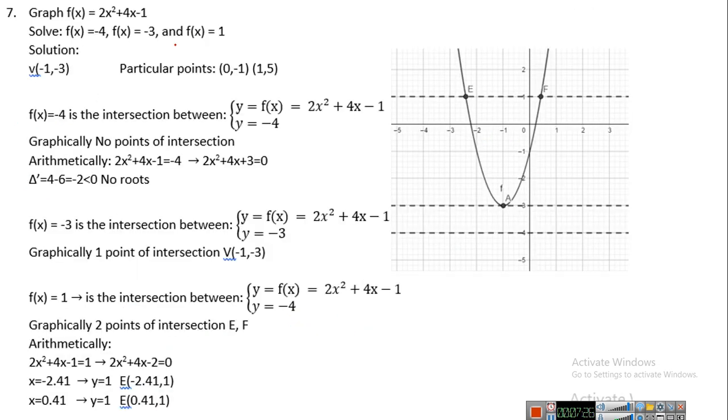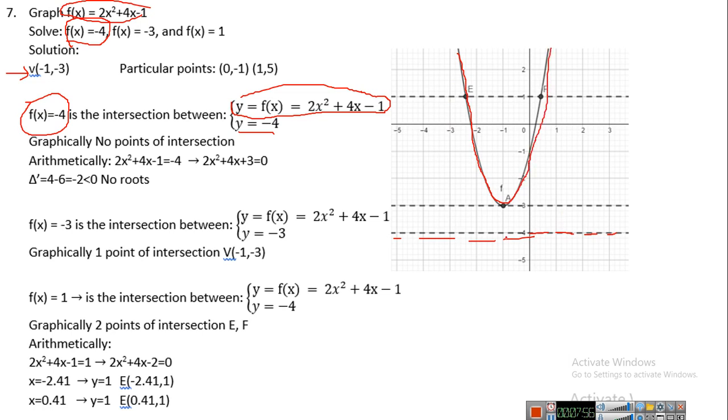Here it's the same as before, graph. So I have this graph, you can see the vertex, a particular point. Now I want to solve f of x equal minus 4. This is f of x. What does it mean, f of x equal minus 4? F of x equal minus 4 is nothing else than the intersection between y equal f of x and y equal minus 4. Y equal minus 4 is a horizontal line, you can see it here. And this is f of x, the graph that we have. So as you can see, I don't have any point of intersection, graphically no point.